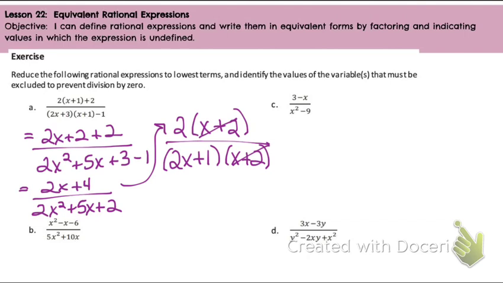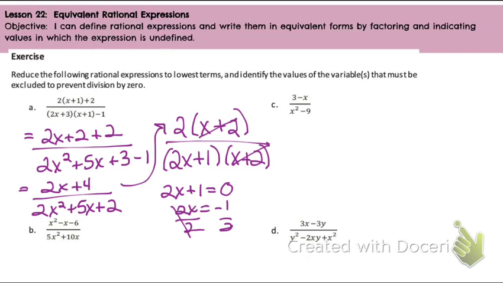In order to figure out what x cannot equal, I take 2x plus 1 and set it equal to 0. This will tell me what I can't have. So 2x equals negative 1, x equals negative 1/2. So x cannot equal negative 1/2.